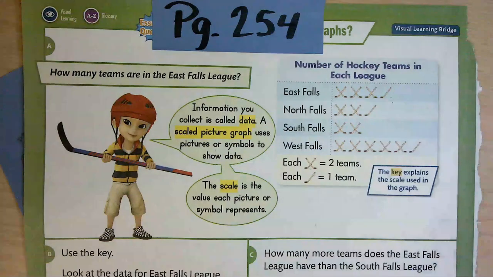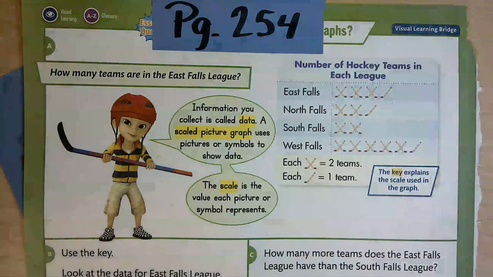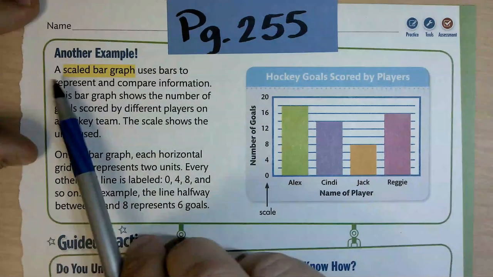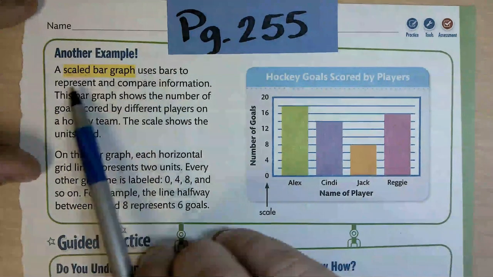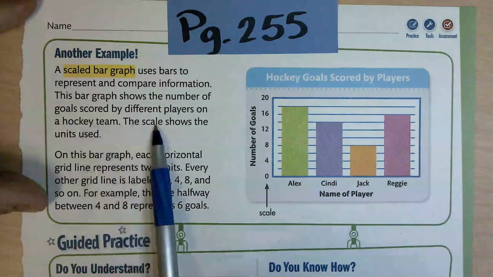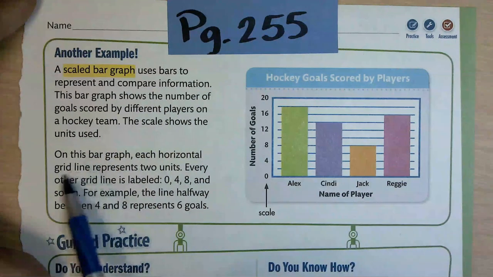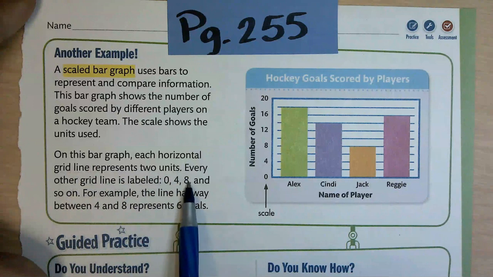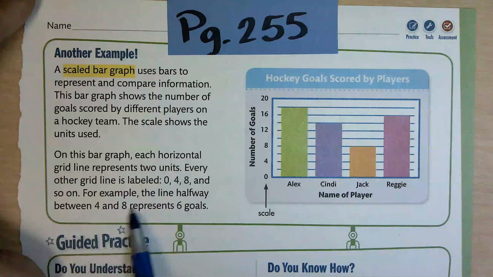All right, so let's go ahead and turn to page 255 and look at our other type of graph, which is going to be a bar graph. Here we are taking a look on page 255, and it says a scaled bar graph uses bars to represent and compare information. This bar graph shows the number of goals scored by different players on a hockey team. The scale shows the units used. On this bar graph, each horizontal grid line represents 2 units. Every other grid line is labeled 0, 4, 8, and so on. For example, the line halfway between 4 and 8 represents 6 goals.